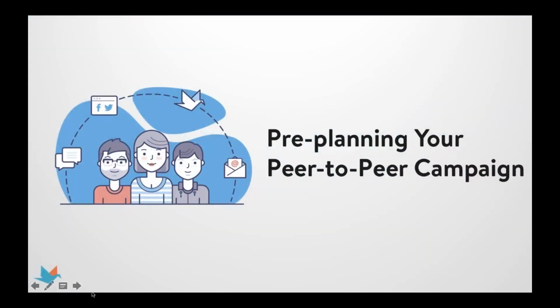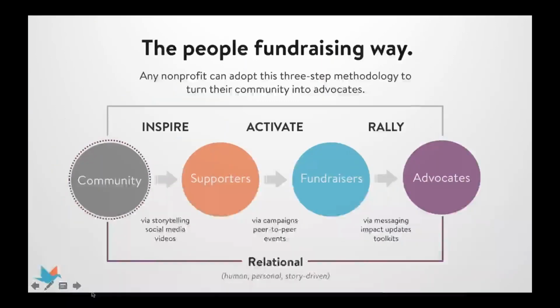So the first step is pre-planning your peer-to-peer fundraising campaign. And so I want to bring this back up because I think I'm going to pull this back up often throughout the rest of the presentation because I think it's important to remind ourselves as we think through planning and promoting and recruiting in a way that makes sense as a part of this process that we've designed. And so this first step is really prior to this. You're planning your campaign, but you're thinking about it in a way that is in line with this 3-step methodology.